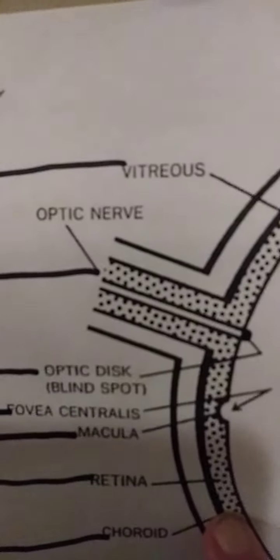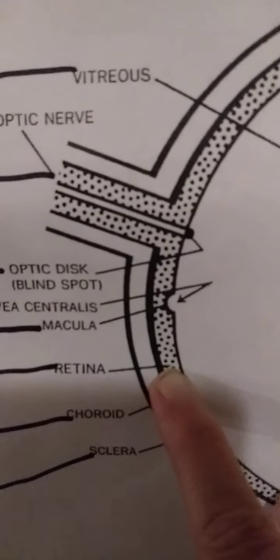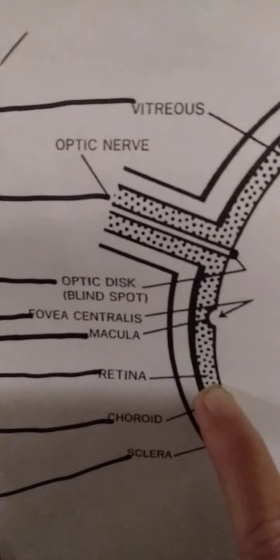So the choroid is back over here, and I kind of, we have a mattress, and then we have our other stuff that we put on our bed to make it better. That's kind of what the retina is.